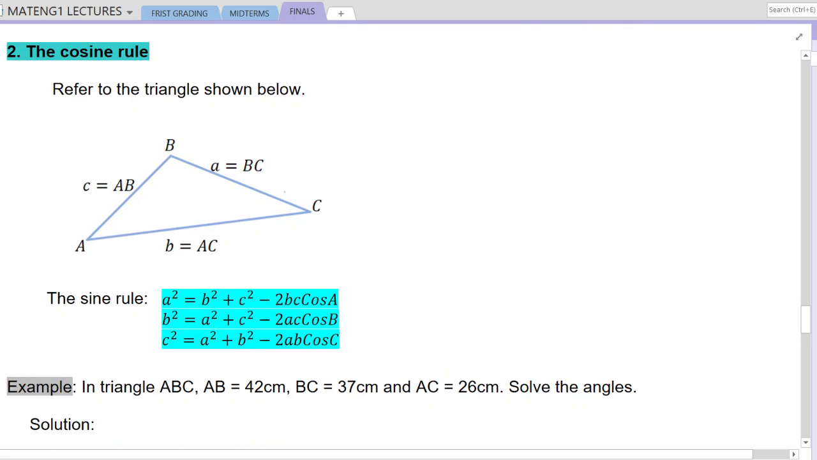Okay, so for the second rule, the cosine rule, we refer to the triangle shown below. So that is for the angle B, the opposite side for the angle B is the lowercase b, or the side AC. So the same with the angle A, that is opposite side for the angle A is the lowercase a, or the line BC or the side BC, and the same with C. Okay, so that will be corresponding to the lowercase c. Okay, so using cosine rule, sorry, this should be cosine rule.